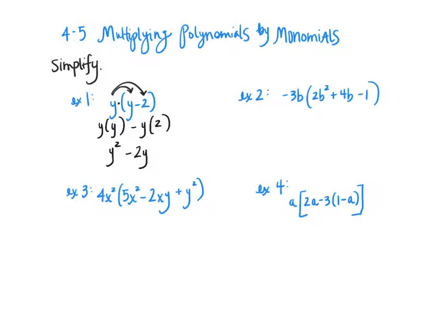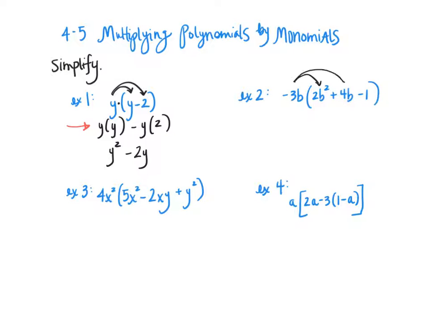Now this step right here, you'll see me not do every single time. But if you were to write out your steps, that's what we'd actually do. So we'll do that probably in the first few. All right, on example 2, what are you distributing? You're distributing that monomial, which happens to be a negative 3b.